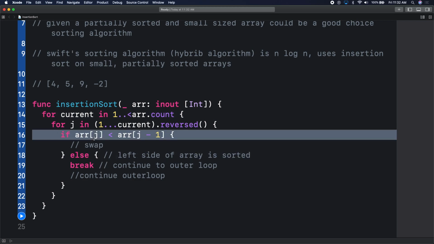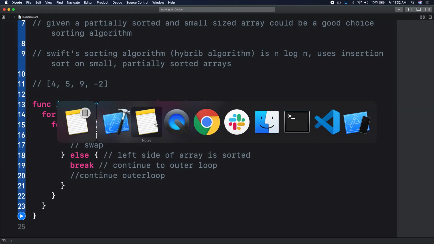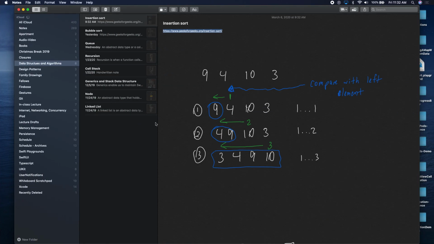This line? This one reverses. It reverses the collection. So we want to look at backwards. We want to look at the values backwards. So let me go back to the app. We want to look at the values backwards here.